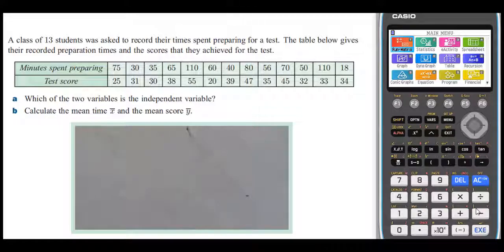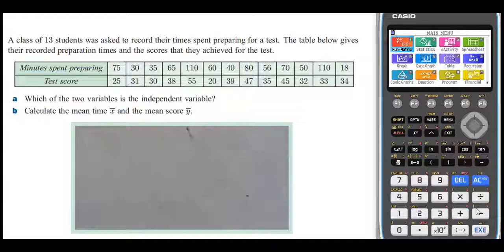So you can see in the table, the first student spent 75 minutes preparing, and their test score was 25. The second student spent 30 minutes preparing, and the test score was 31, and so on. So the first student spent 75 minutes preparing for the test and got a test score of 25. The second student spent 30 minutes preparing, a test score of 31, and so on.